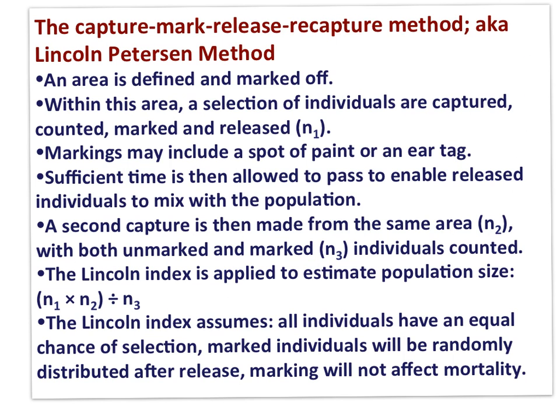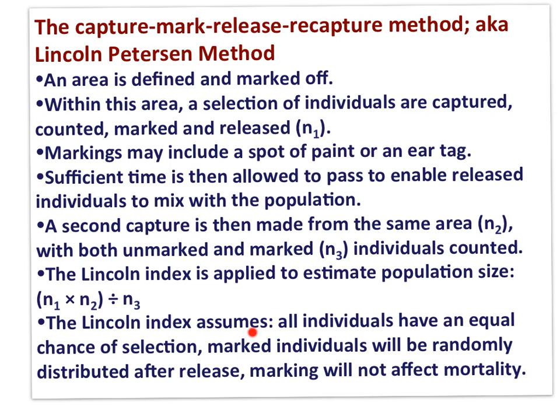Here is the specific method for the capture, mark, release, recapture method, also known as the Lincoln-Peterson method. An area is defined and marked off. Within this area, a selection of individuals are captured, counted, marked, and released. Markings may include a spot of paint or an ear tag, but cannot affect the survival of the animal. Sufficient time is then allowed to pass to enable released individuals to mix with the population. This is also very important and a source of error. A second capture is then made from the same area with both unmarked and marked animals counted. The Lincoln index is applied to estimate population size, and here is the equation.